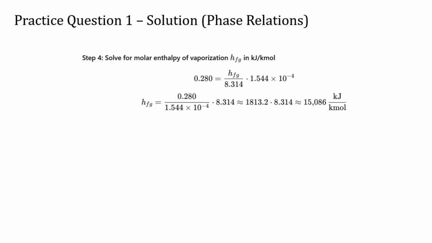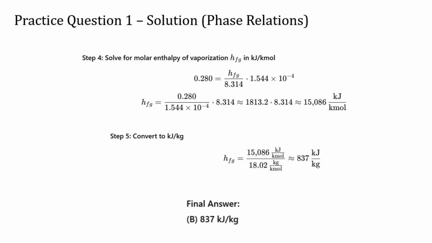Now, we solve the equation for the molar enthalpy of vaporization. Doing that gives us approximately 15,086 kilojoules per kilomole. Since the question asks for the enthalpy per kilogram, not per kilomole, we then convert the answer by dividing by the molar mass of water. That gives us approximately 837 kilojoules per kilogram. Therefore, answer option B is correct.